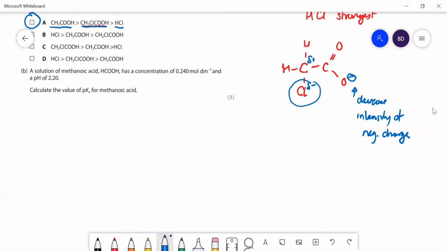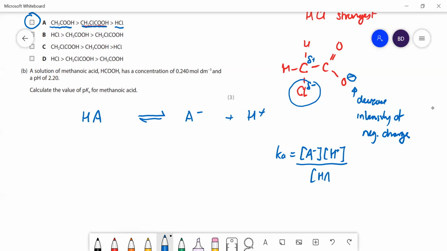Right, B. A solution of methanoic acid has a concentration of 0.24 mole per decimeter cubed and a pH of 2.2. And we've got to calculate the pKa of the methanoic acid. So we're going to calculate the Ka. So I'm just going to write down what happens there. So HA is going to dissociate into A minus and H plus. And we write down the expression for Ka. Ka is equal to, of course, A minus times H plus concentration divided by the concentration of the undissociated acid.